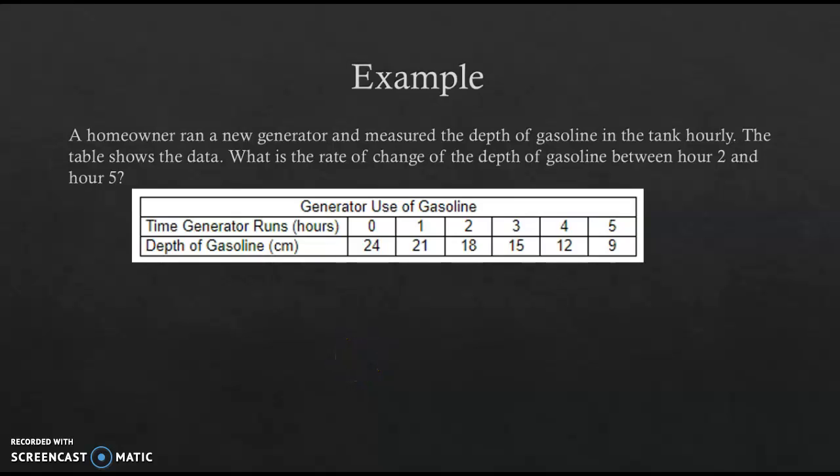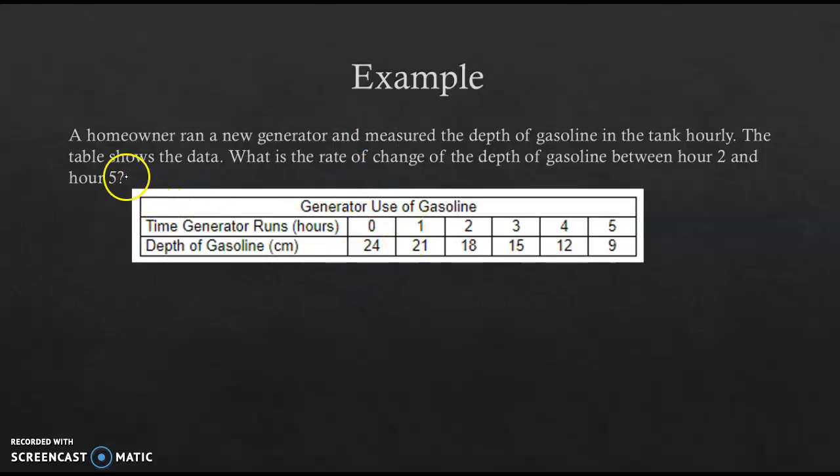Alright, so now we're going to go through some examples, mostly using tables and then also including comparing our slopes or our rates of change. So we're going to start off with this first example here. A homeowner ran a new generator and measured the depth of gasoline in the tank hourly. The table shows the data. What is the rate of change of the depth of gasoline between hour 2 and hour 5?